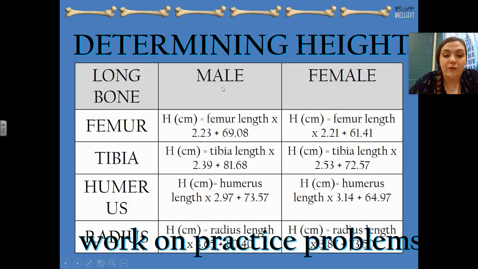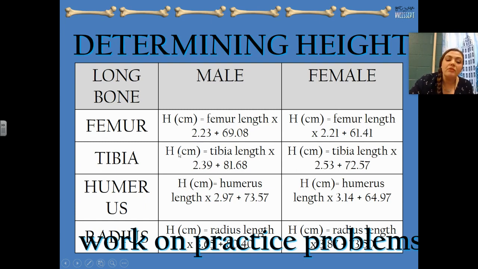Okay, so if you think it's a male skeleton, then you have the femur length. Now, where's our femur? These are when you actually do have to know what bone you have. So the femur is the big leg bone, connecting my hip to my knee. If you have the femur, you measure it, multiply what you measured by 2.23, and add 69.08. Now, these are all in centimeters.